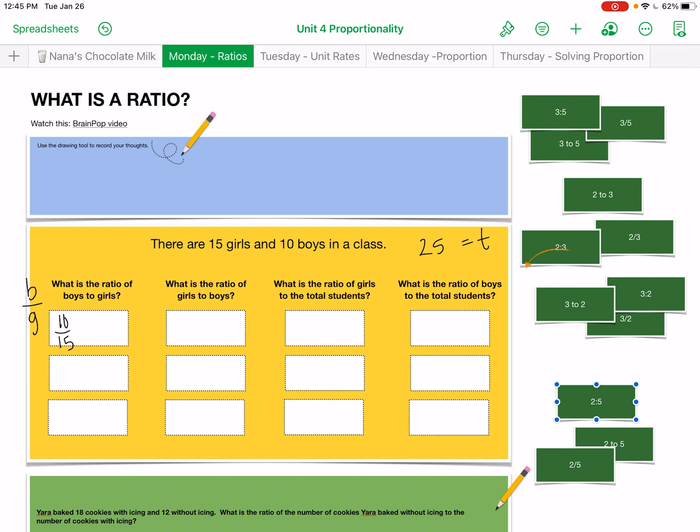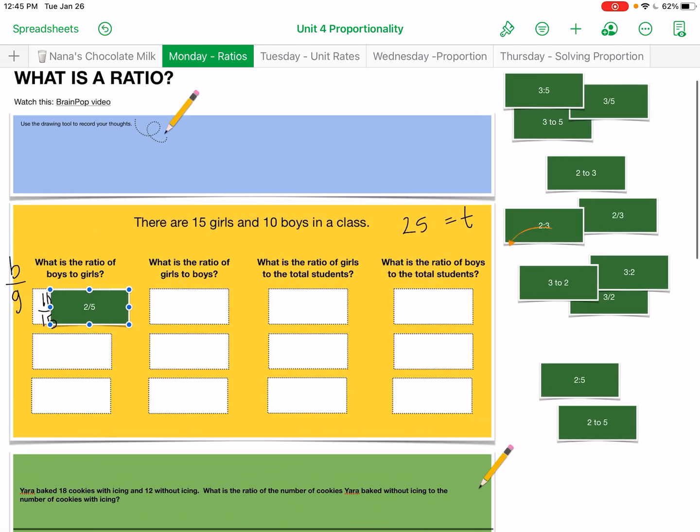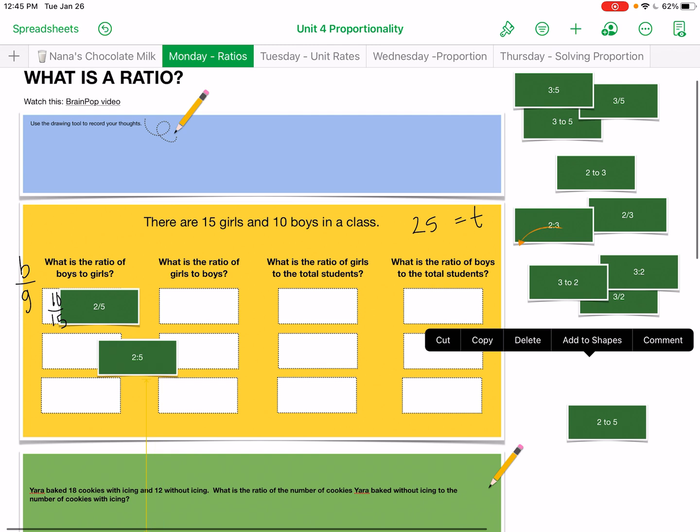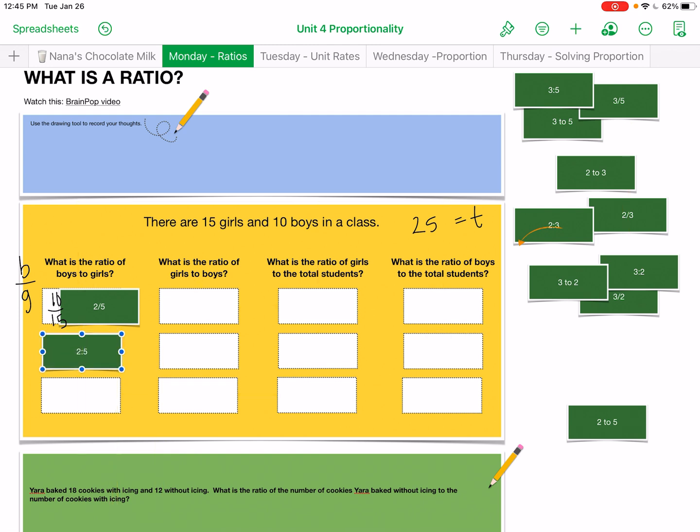Well, I do not see a 10 over 15. It's because we need to simplify these. So you need to simplify 10/15. They're both divisible by 5, and you can simplify that to 2/5. So you can write it in fraction form, 2/5. You can write it with the colon. And you can write it in word form.